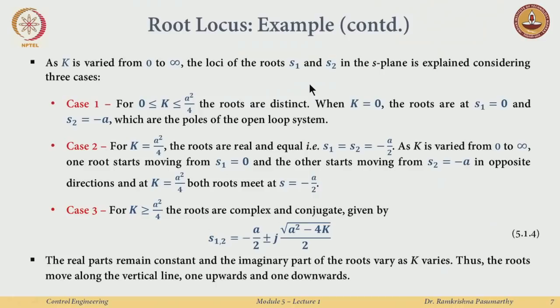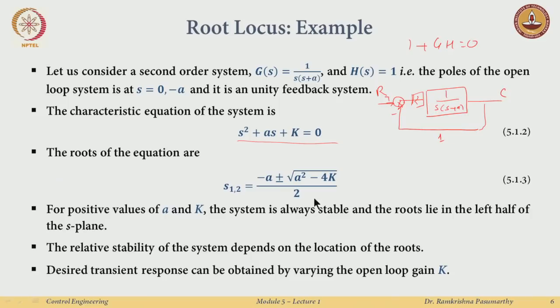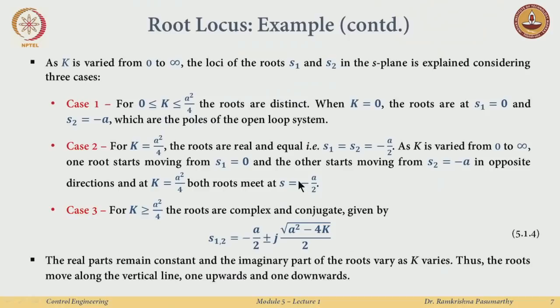Okay. So, what happens? Given a, there could be a few cases because the roots of the characteristic equation depend on the sign of this term. So, for case 1, when k is between 0 and a squared by 4, the roots are distinct. Right, I can just see very easily. When k equal to 0, the roots are at s1 equal to 0 and s2 equal to minus a.